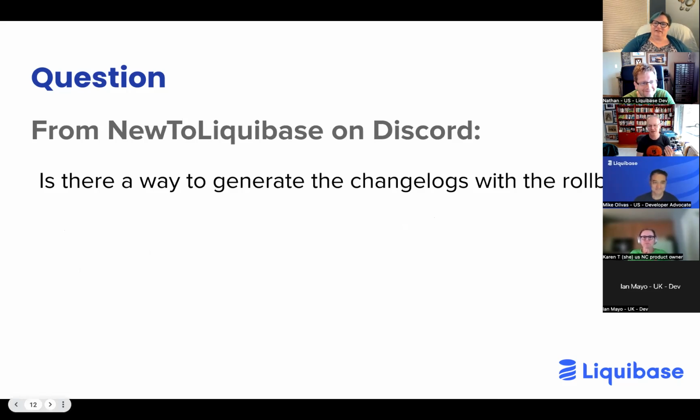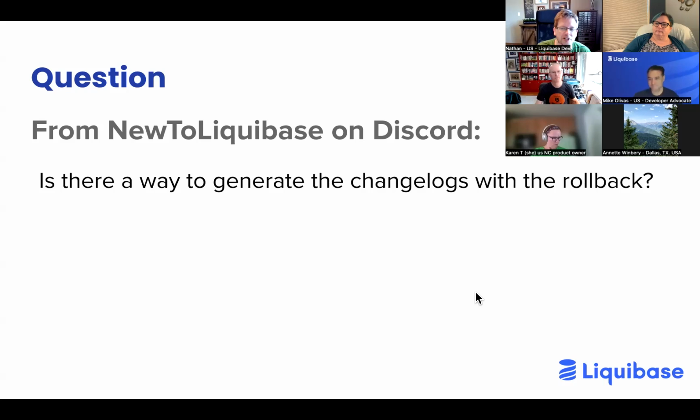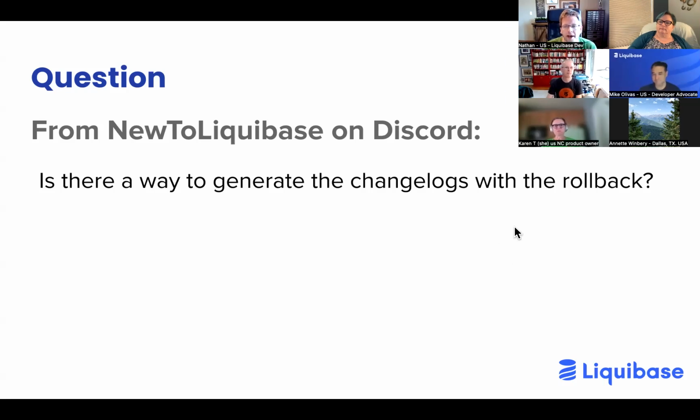Is there a way to generate the change logs with the rollback? So when you're generating a change log, Nathan, can you automatically generate the rollbacks? Yeah, it is not going to try to put those in, but there's a caveat. If you're using XML or YAML or JSON, when we're generating a change log, we're just looking at old state, new state, what are the changes to get from one to the other, and we're not going to put in an explicit rollback block to get back to the old setup.